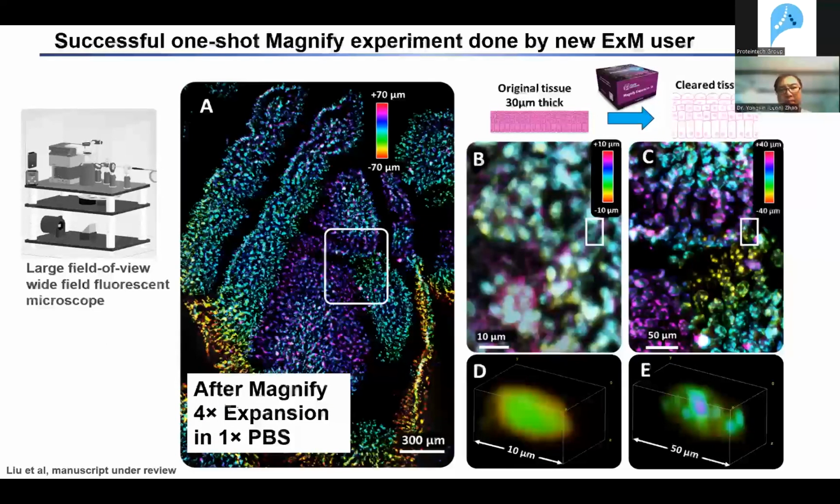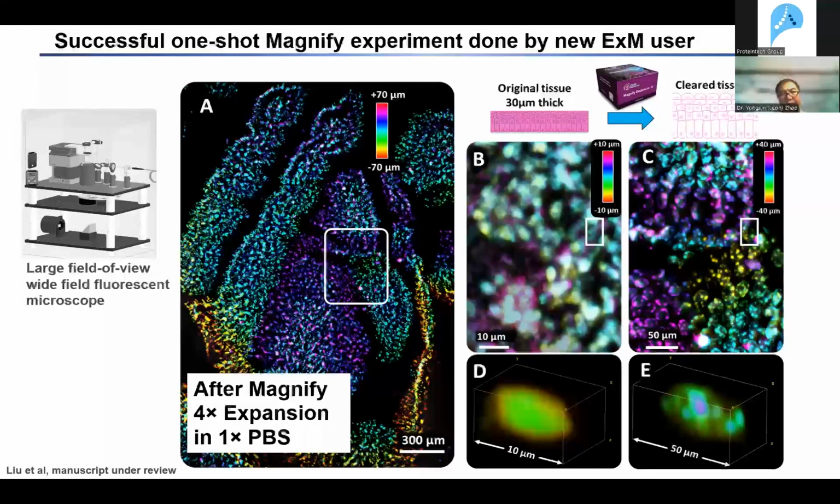This is a lab that never touched expansion microscopy, has zero experience, and only has a wet lab. So we developed a simplified version of Magnify in the form of a kit, through our spin-off company, Magnify Bioscience, and we just sent the kit to this lab. It's an optical lab, so they built a microscope themselves. It's a large wide-view fluorescent microscope that can see a very large area.